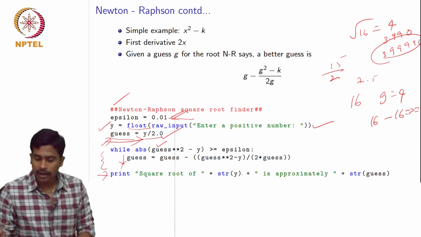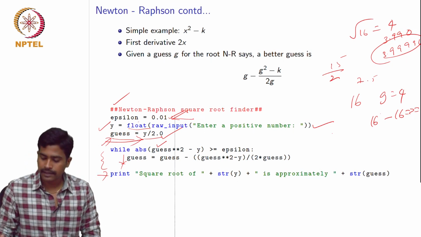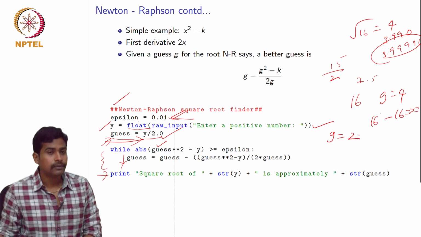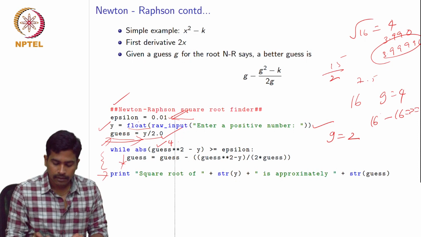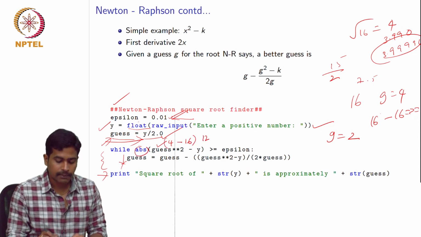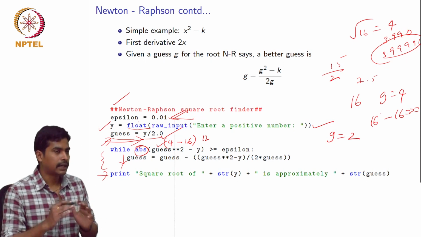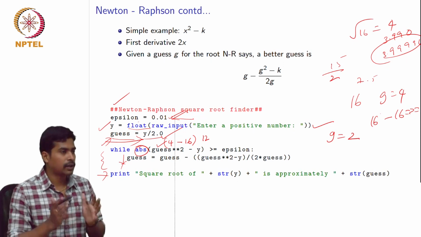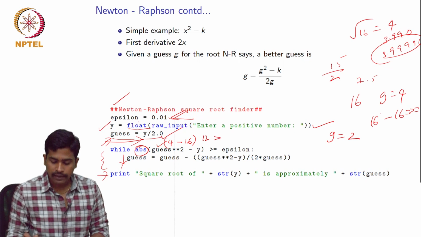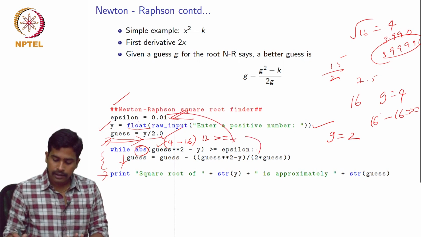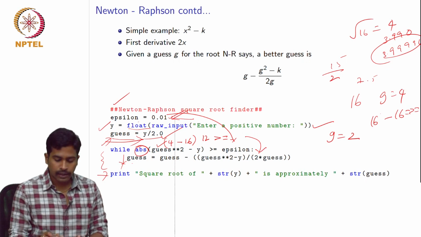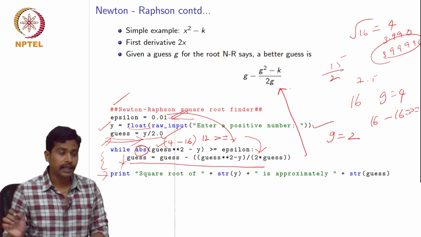Okay. On the other hand, if you have guessed the square root to be 2, now what happens? 2 square, 4, minus 16 is minus 12, and the absolute function converts negative numbers to positive numbers, it takes only positive numbers. So, 12 is greater than or equal to your epsilon, which is true. So, it goes into this while loop and your guess is updated by this equation.